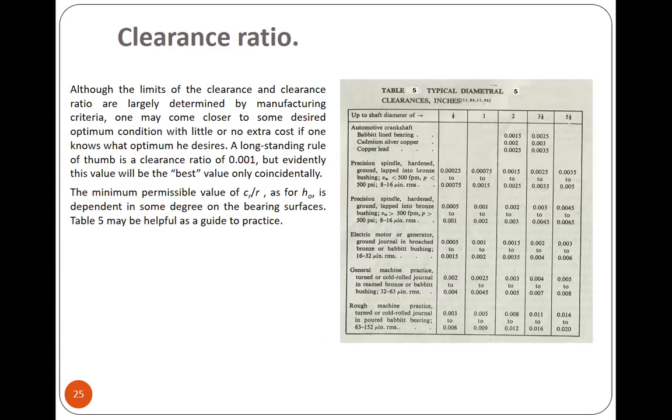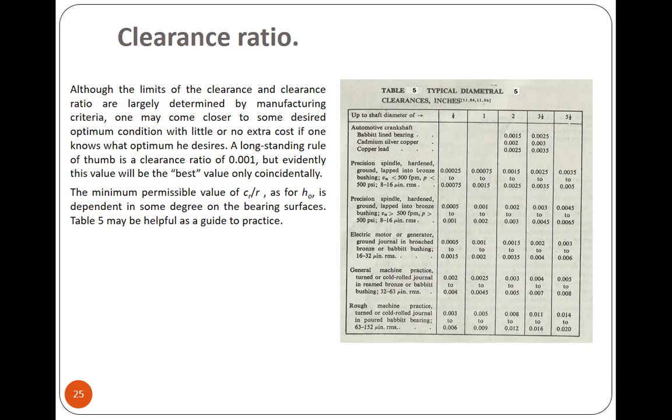A long-standing rule of thumb is a clearance ratio of 0.001, but evidently this value will be the best value only coincidentally, not always. So the minimum permissible value of c_r over R as for h_o is dependent in some degree on the bearing surfaces. So table 5 may be helpful as a guide to practice. So check nyo yung table 5. Ano yun? Mga shaft diameter and application, and the value. Okay?